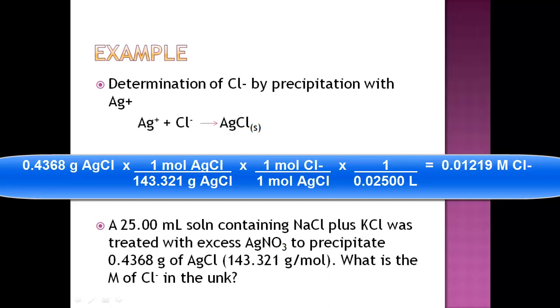So you would just figure out what the moles of chloride ion are and then divide that by the amount of the solution, which is 25 mL or 0.025 liters. If you do all that, you get 0.01219 molar. So that's the concentration of the chloride ion that started in the unknown solution. The reason you got that was because you measured how much product was received at the end of the reaction and you backtracked it with stoichiometry back to the original solution.